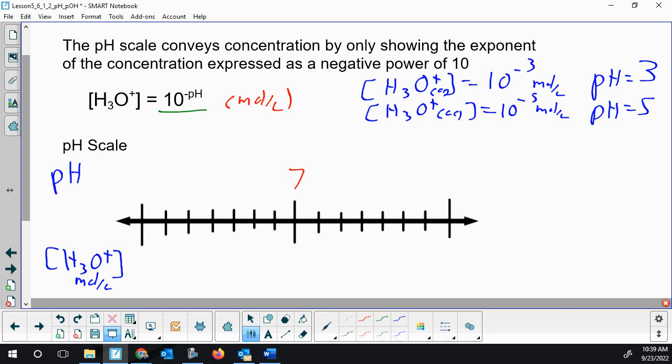And most people are quite familiar that a neutral pH is at 7. If you're less than 7, you're acidic. There's more hydronium. If you're greater than 7, you're basic, or the solution is basic. There's more hydroxide than hydronium.